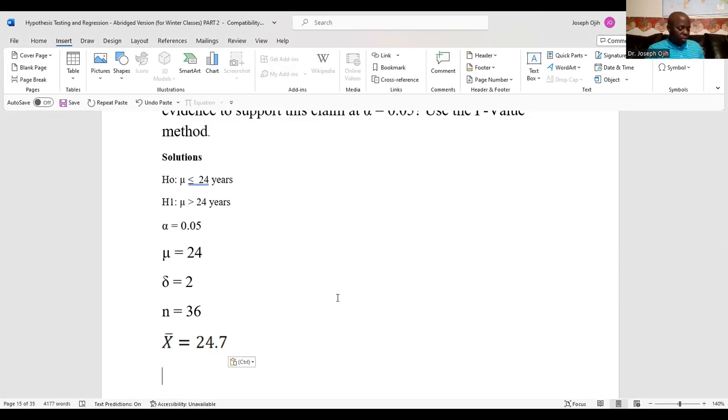Remember the formula, let me write this down before we plug it in. Formula is z equals x bar minus mean, divided by standard deviation over root n. That is the formula right there: x bar minus mean divided by standard deviation of 2 over square root of 36. So, yeah.